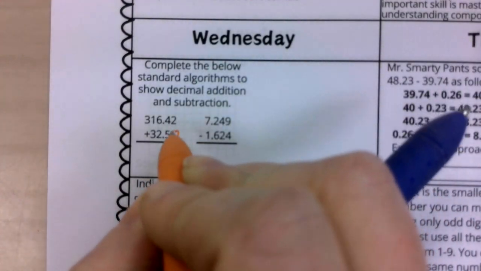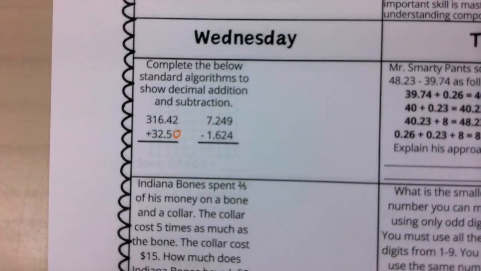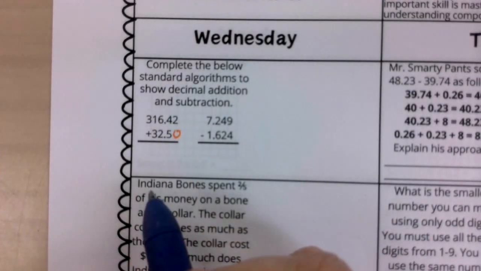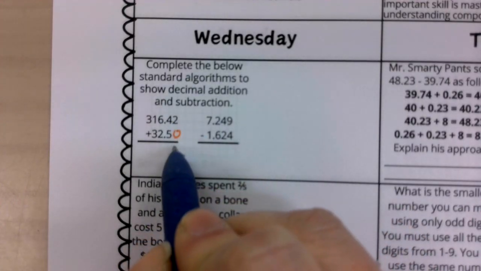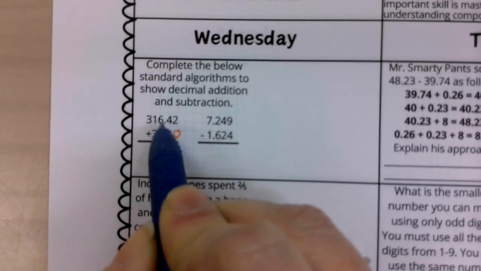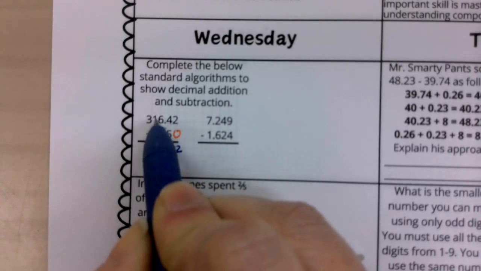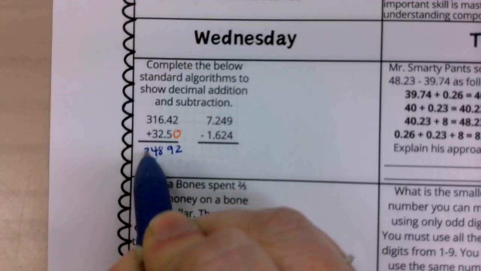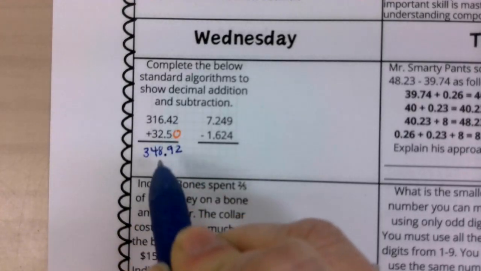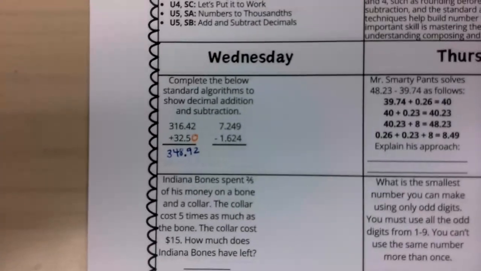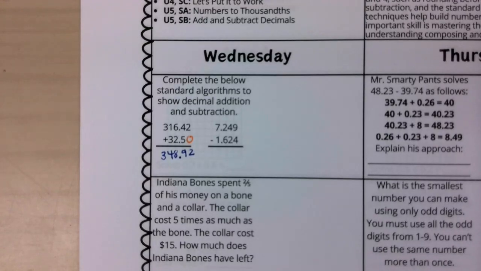Notice, boys and girls, I can plug in a zero there in order to give this value a partner. Keep it nice and aligned. Now I have 2 plus 0 is 2, 4 plus 5 is 9, 6 plus 2 is 8, 1 plus 3 is 4, and 3 plus nothing is 3. I must remember to bring my decimal down into my answer. And sure enough, that is my answer, 338 and 92 hundredths.